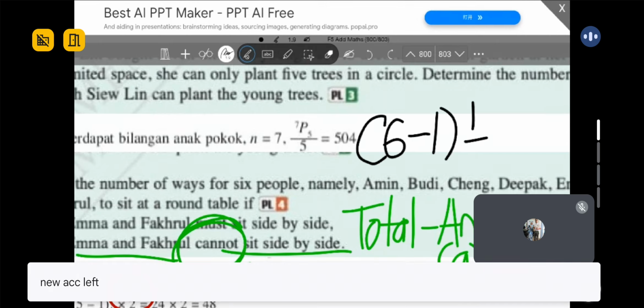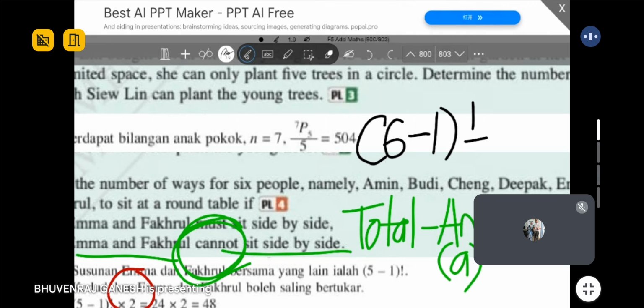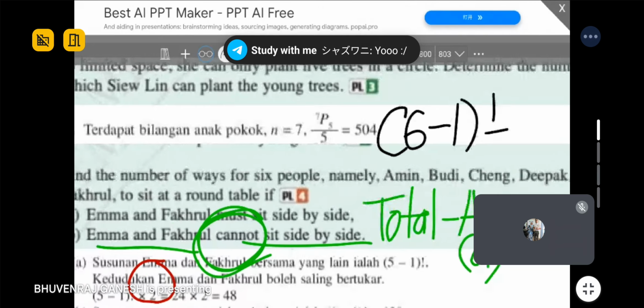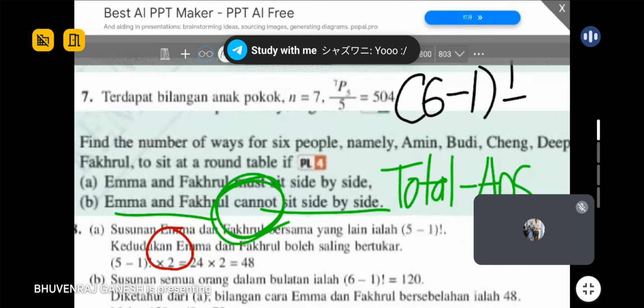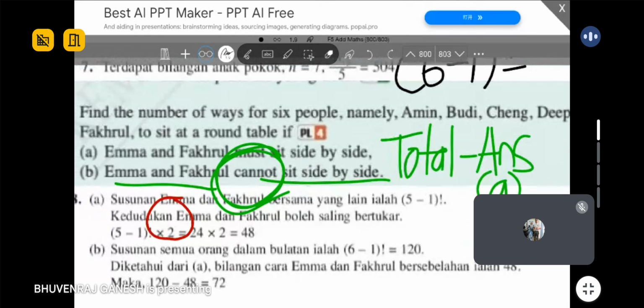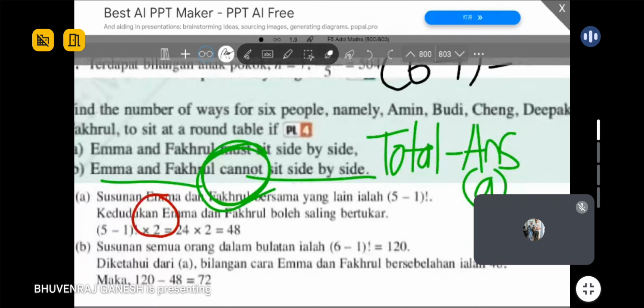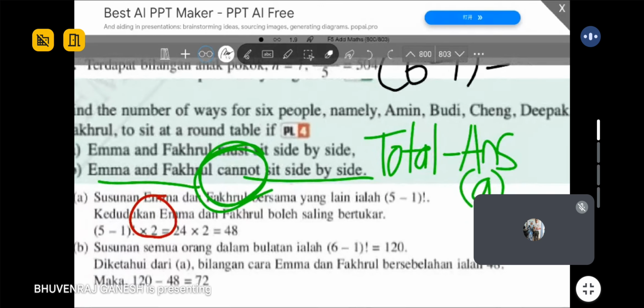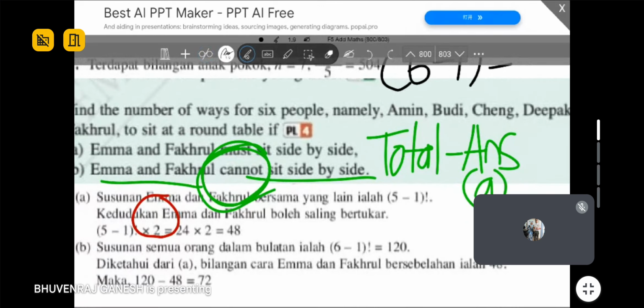Okay, formula is n minus 1 factorial. So our n is 6. Okay, so 6 minus 1 factorial 120. You just minus your answer in A. So the answer you will get is 72. Okay, clear, guys, for this part? Can you all understand? Can comment a bit? So silent, you all can understand. This is the concept. Okay, good.